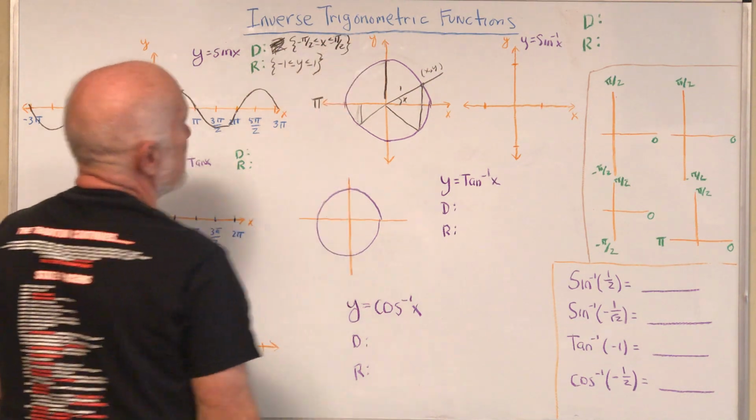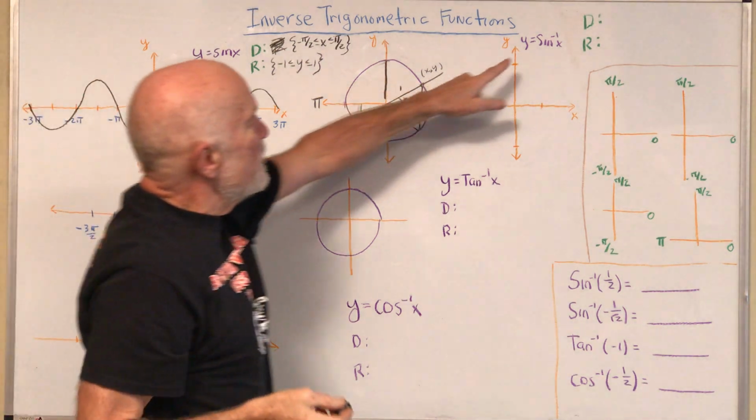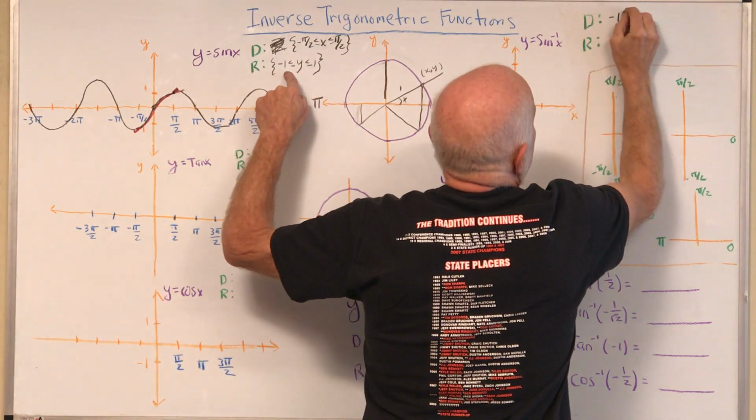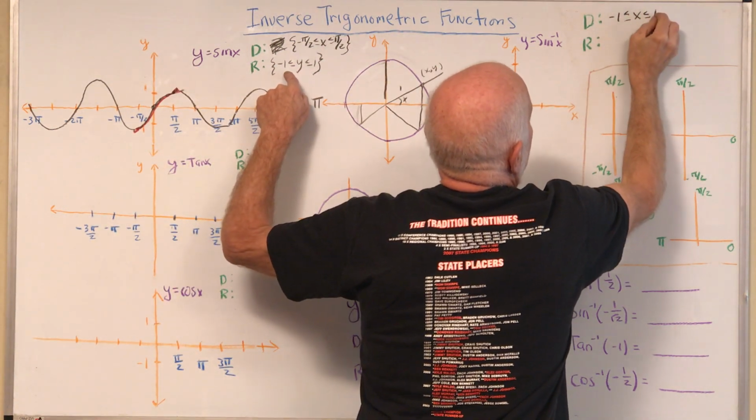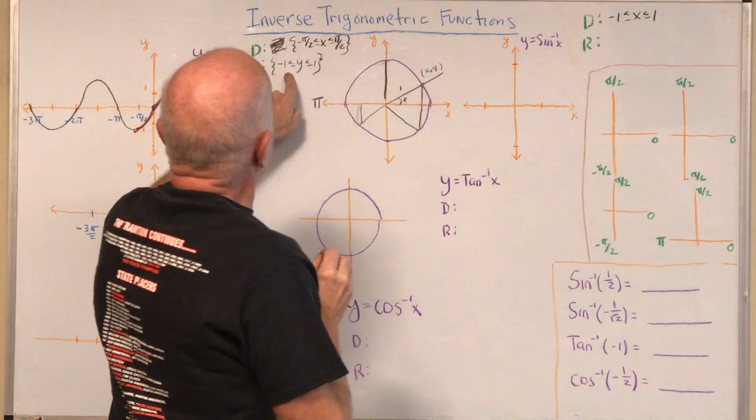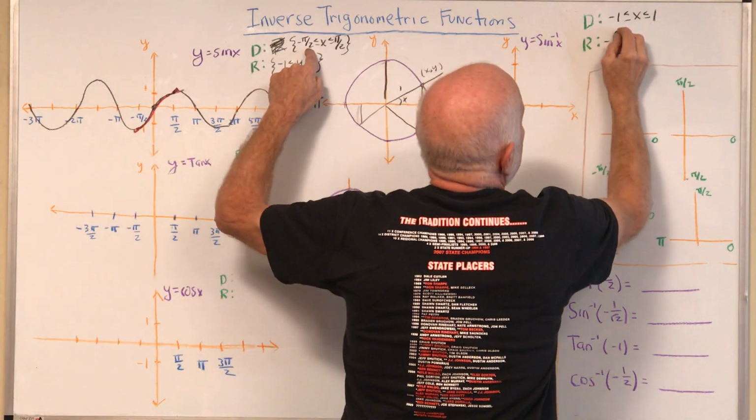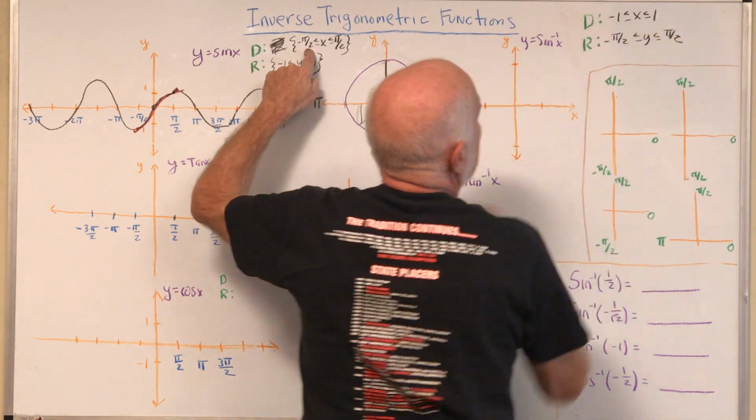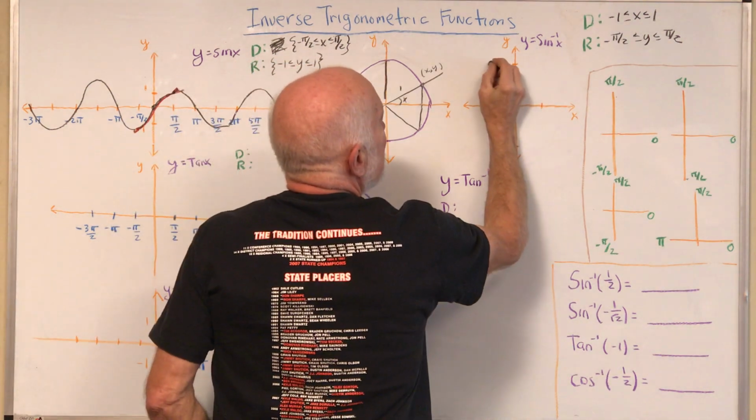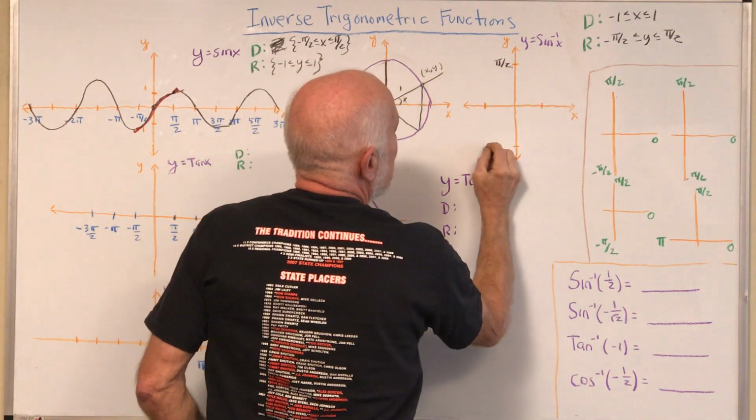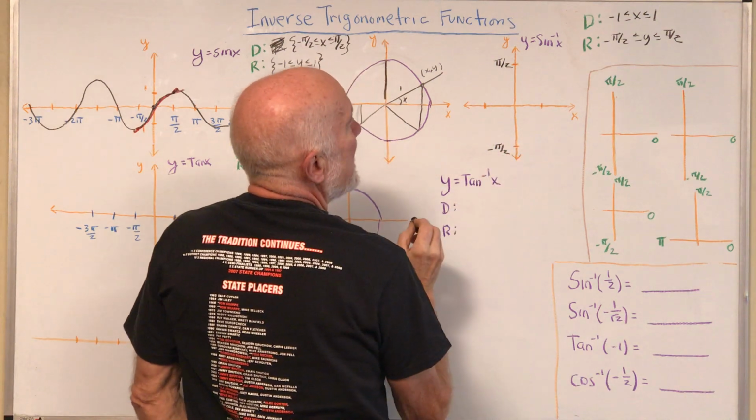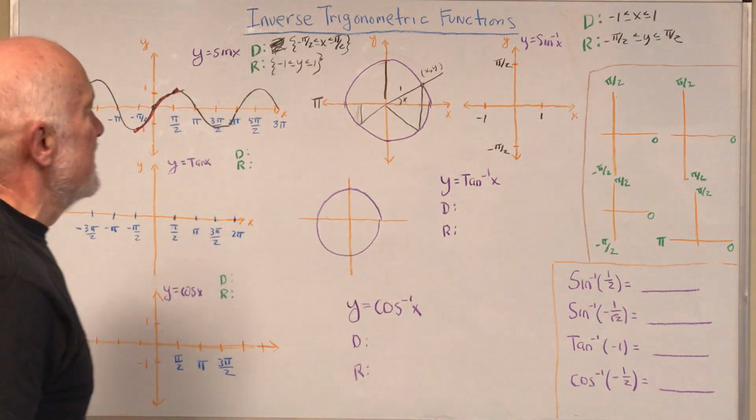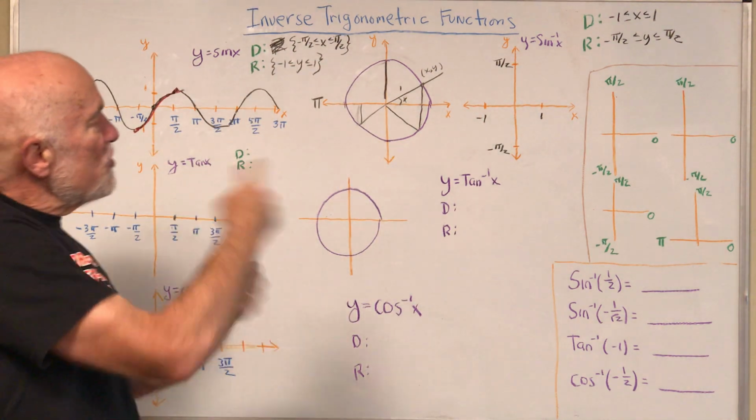And this is really important because now when we go to the inverse sine function, the domain is going to become negative 1 to 1, and the range is going to be from negative pi over 2 to pi over 2. So if we were to graph it, the range would go there, and the domain would go from negative 1 to 1. And everything gets switched around.